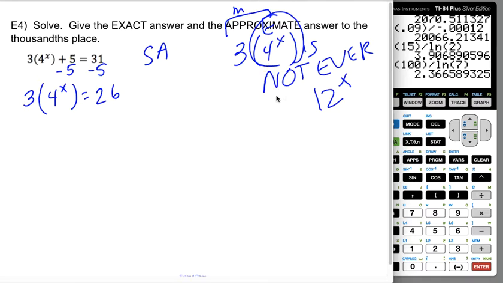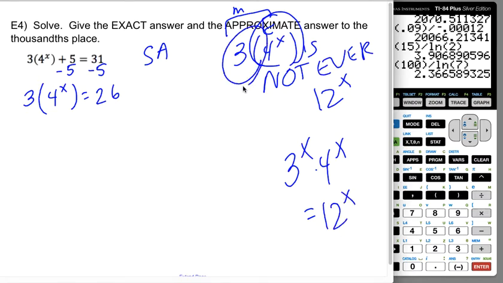So please, please, please, the only way that this would be 12 to the x is if you had 3 raised to the x times 4 to the x. Well, yeah, then that's 12 to the x, congratulations. But this 3 is not to the x power. Please don't ever make it 12x. Okay, so that's just a separate note.